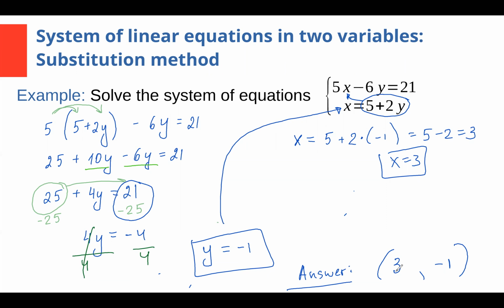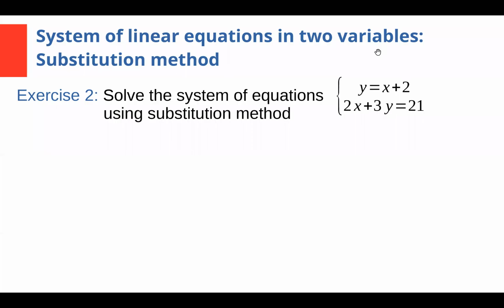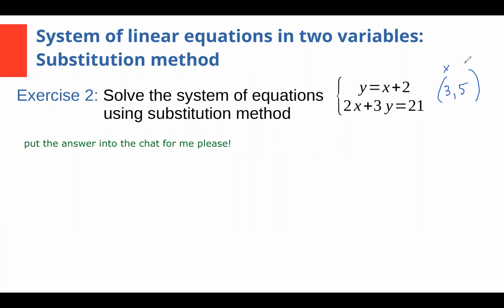Now, look over the work here. Let me know if you have any questions. Now, all the answers I got so far are correct. So this is the pair of values. It is 3 and 5. The 3 stands for the x value and the 5 stands for the y value.